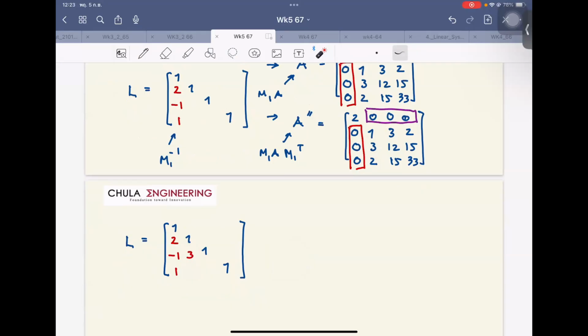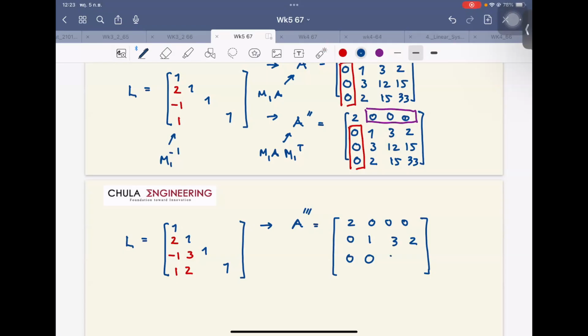And how about this? 2, right? And then we perform operation. Now we have 2, 0, 0, 0. And this becomes 3. Subtract by 3, multiply 1. It's a 0. And then 12, subtract by 3, multiply 3, subtract by 9. 12 subtract by 9 will be 3. And 15, subtract by 3, multiply 6. 16 minus 6. 9.